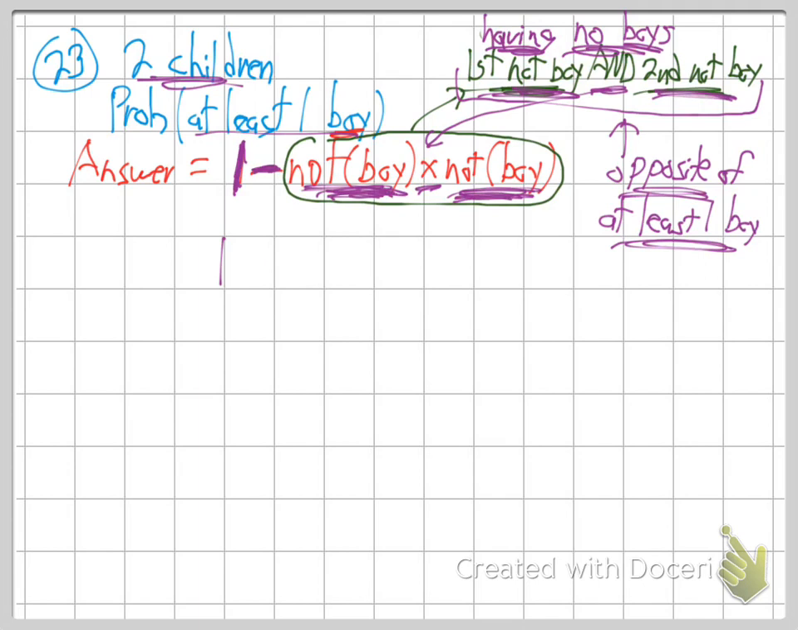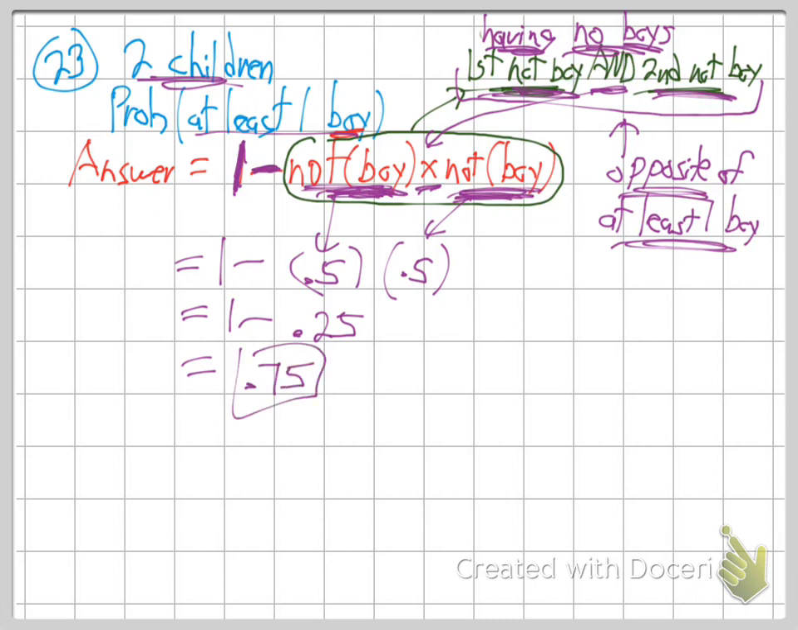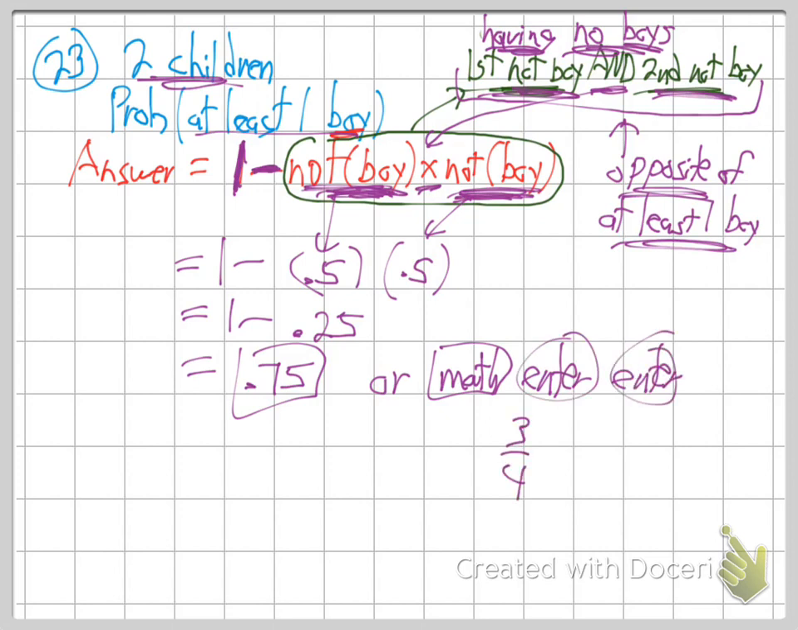All right, so 1 minus, what's the chance of not a boy? 50%. What's the chance of not a boy the second time? 50%. Multiply those in your calculator, you'll get 0.25, so that's 75% chance. Or if you change that to a fraction, on your calculator, you just hit the math button and enter. It'll make it a fraction, 3/4.